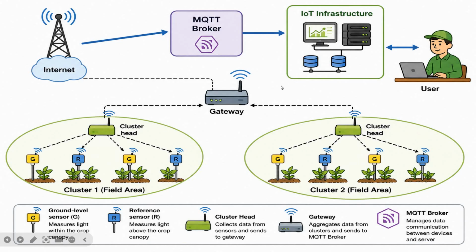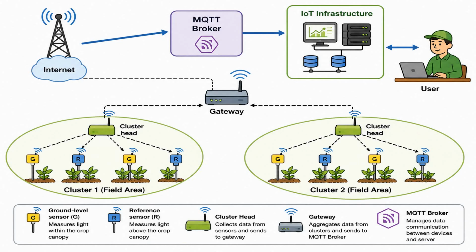It then sends the information collected through the internet to the MQTT broker. MQTT is Message Queuing Telemetry Transport, which is a lightweight communication protocol widely used in IoT applications because of its low bandwidth and power requirements. Now this MQTT broker forwards the data to the IoT infrastructure, which consists of the servers, databases and data processing modules. Here the sensor data is stored, analyzed and used to estimate the leaf area index.